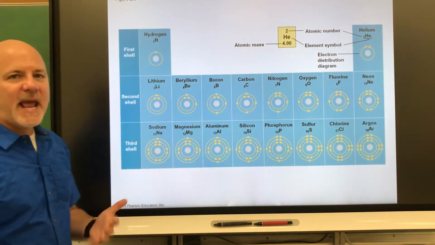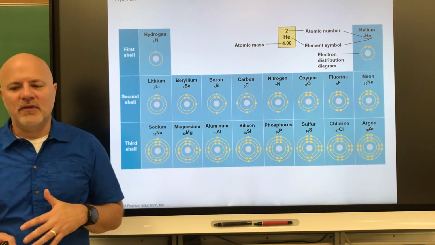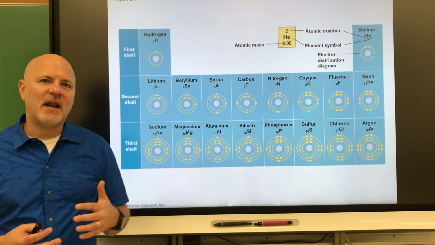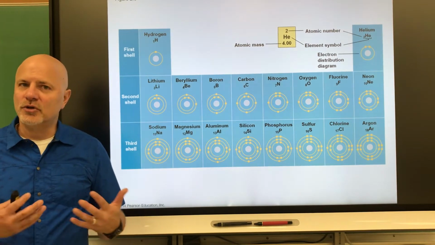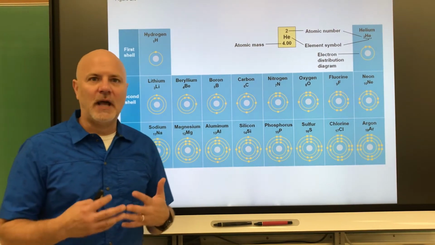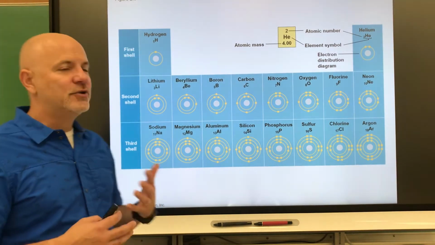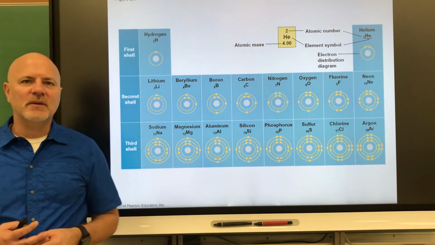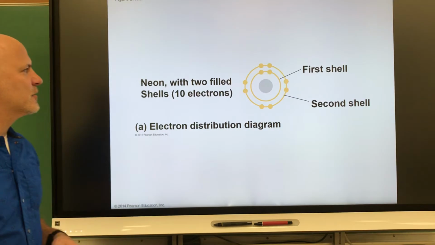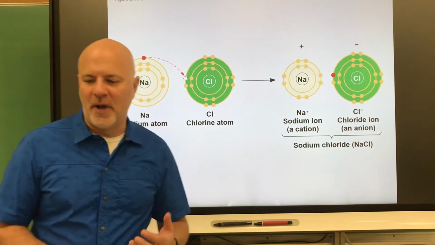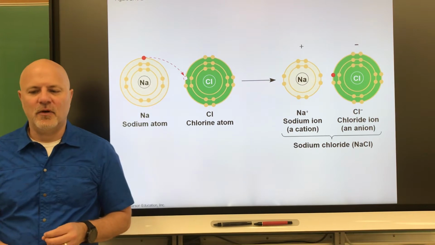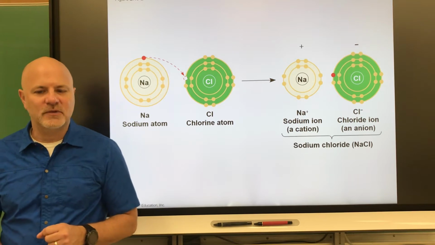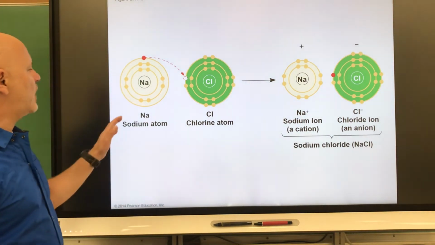Now an atom is most stable or unreactive when it has a full outer energy level. So atoms will either gain, lose, or share electrons in order to get that full outer energy level. By gaining or losing or sharing, this is what creates the bonds between those atoms. The first one that we're going to look at is ionic bonding. Ionic bonding is a chemical bond formed by the transfer of an electron or electrons from one atom to another. This is what we see here.